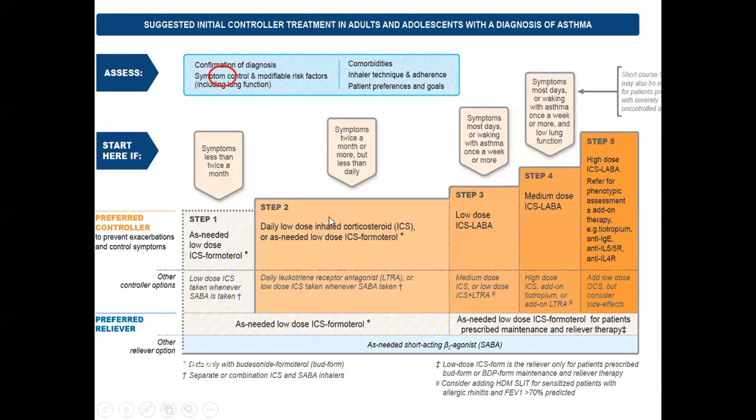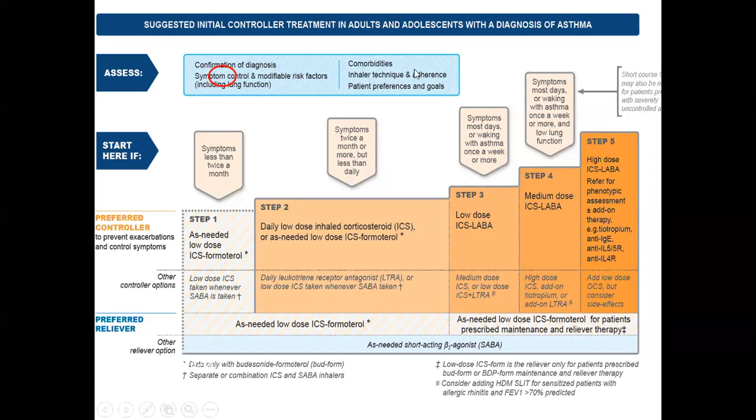Step 2, I am going to give a daily dose of inhaled corticosteroids. Daily, I am going to give low-dose inhaled corticosteroids. Step 3, I am going to add a long-acting beta-2 agonist along with the low-dose inhaled corticosteroids. And step 4, I am going to add a medium-dose inhaled corticosteroid along with the long-acting beta-2 agonist.